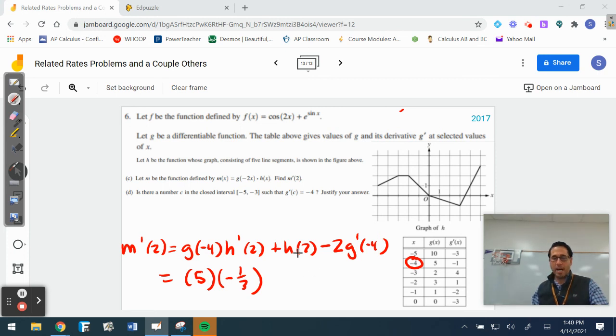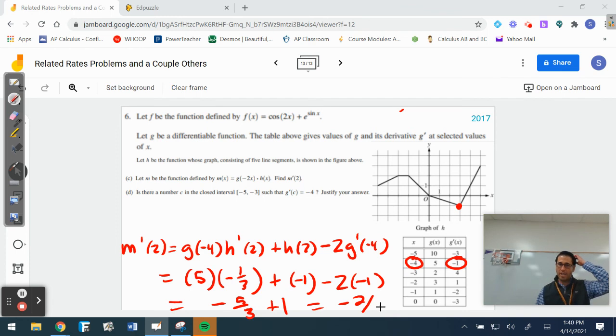H of 2 is just whatever it is on the graph, so that'd be a -1. But then it'd be -2 times g prime of 4. G prime of 4 is -1. So that's what I get. So I get -5/3. That's going to be a +1, which is 3 over 3, which is -2/3. Oh snap! It looks like, oh gosh darn it!